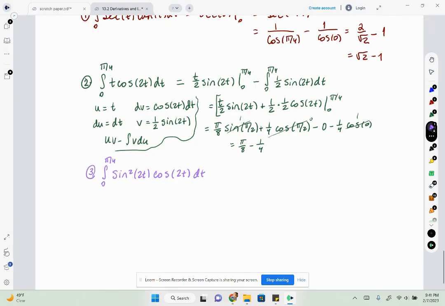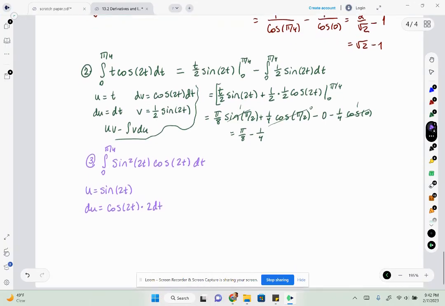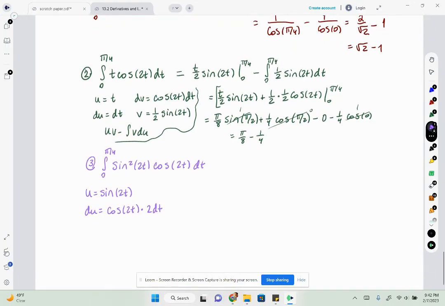So I have one term that is squared and one that is linear. And I'm thinking I should probably be doing a u substitution, where u is equal to sine of 2t, because then du would be cosine of 2t times a 2 and a dt, but I can handle the 2. I just divide both sides by the 2. So I get 1/2 du is equal to cosine of 2t dt. That makes things a little bit easier.